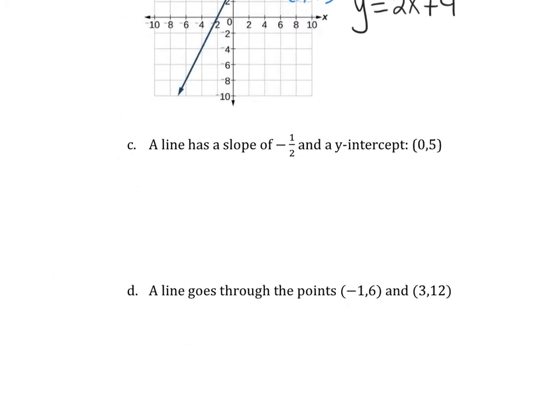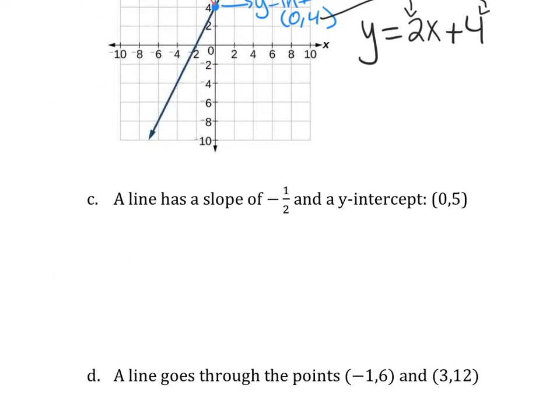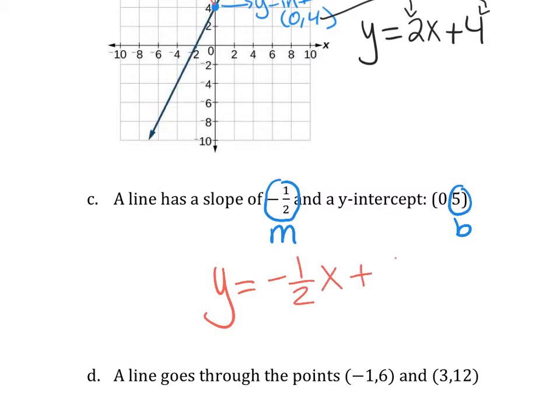Okay, for our next one, a line has a slope of -1/2, so that's our m, and a y-intercept of (0, 5), so that means 5 is our b. If we have the slope and the y-intercept, you can go right to slope-intercept form. So y equals our slope, mx, plus our b, which is 5.